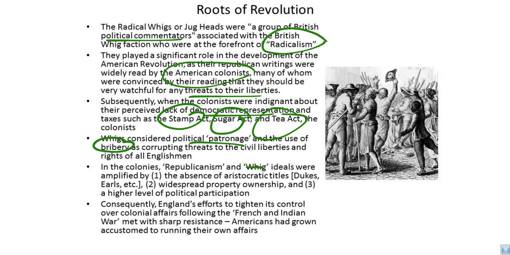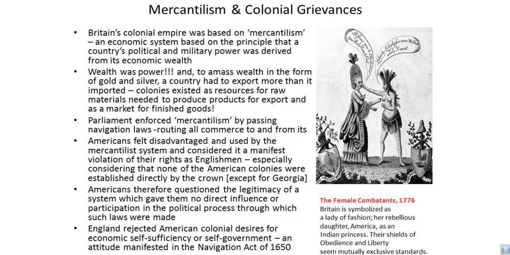In the colonies, republicanism and Whig ideals were amplified by the absence of titles and widespread property ownership and a higher level of political participation. Consequently, England's effort to tighten its control over colonial affairs following the French and Indian War was very sharply resisted by the colonists. Americans had grown too accustomed to running their own affairs.